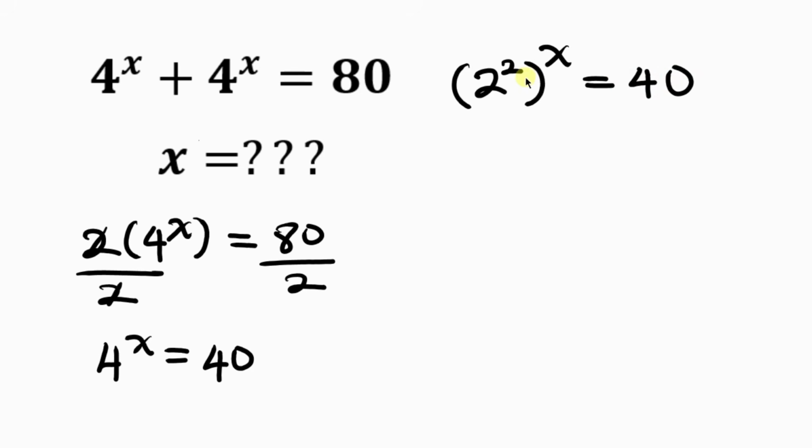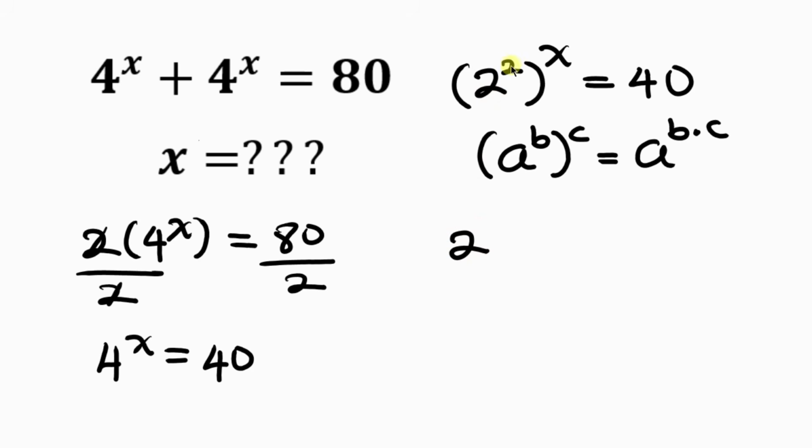Now we can apply the law of indices to the left hand side. That says that when I have a to the power of b, and this is raised to the power of c, this is equal to a to the power of b times c. Good. So the powers multiply. We can apply that here. So we'll write down the base. The base is 2. Now we'll multiply the power. 2 times x gives 2x. Good. And this is equal to 40.